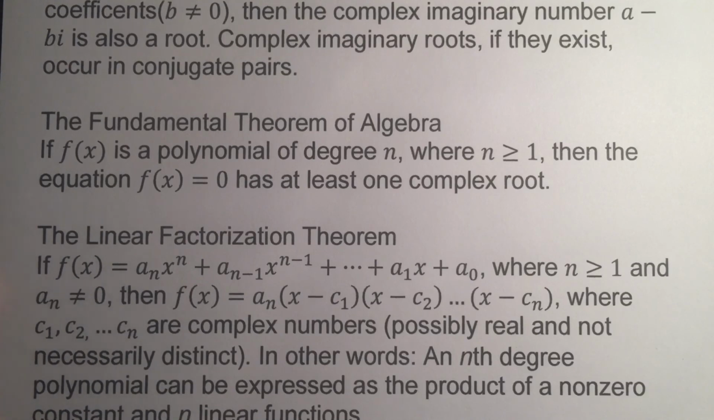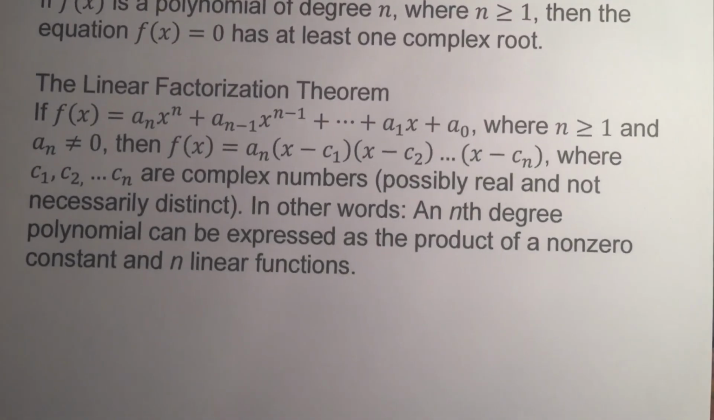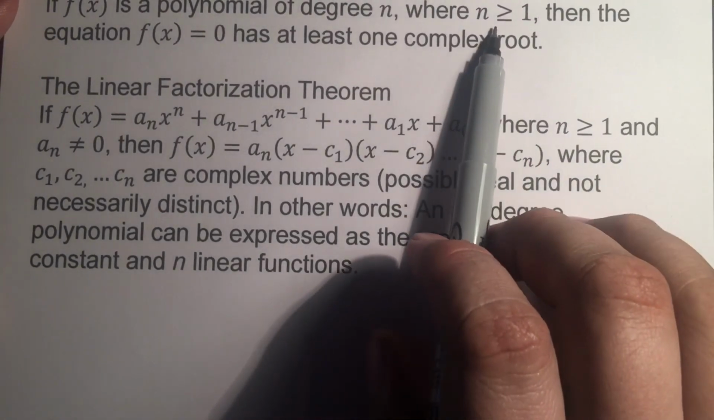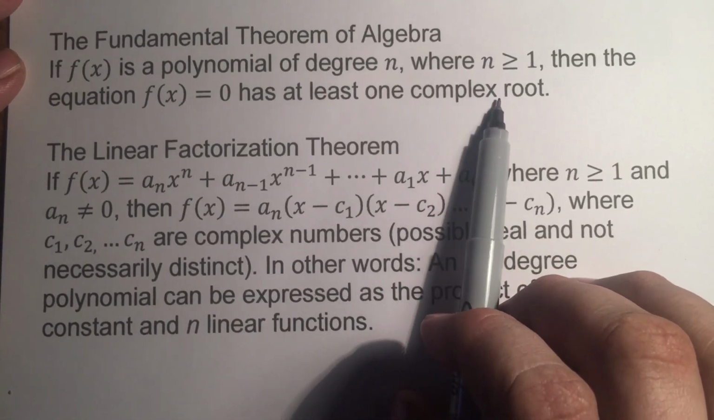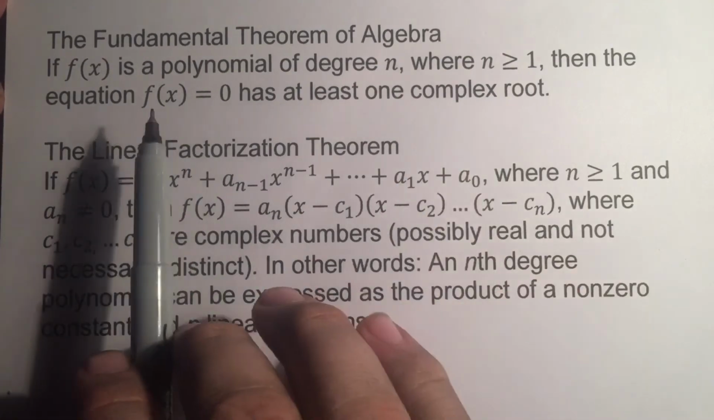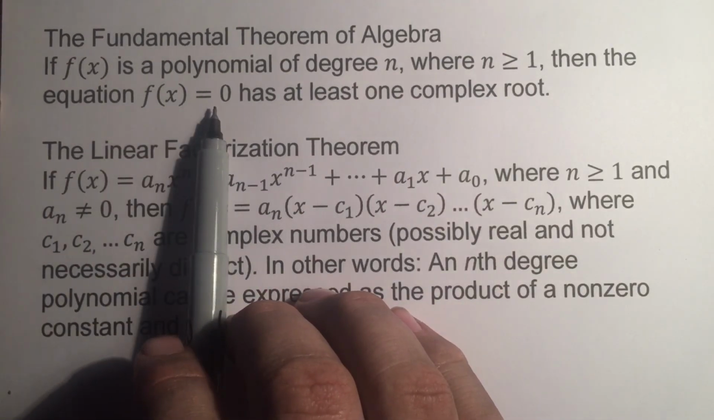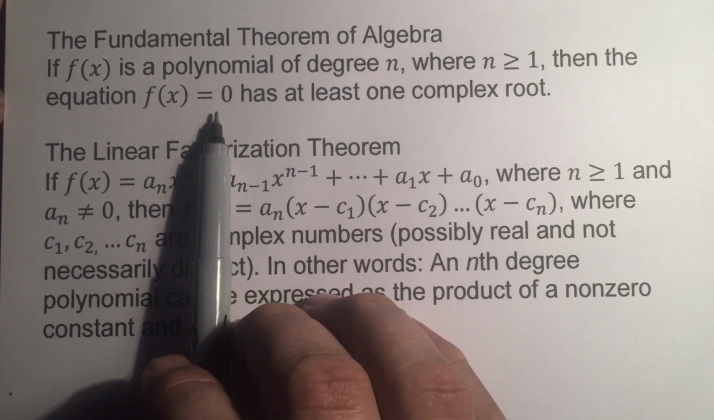Fundamental theorem of algebra. If f of x is a polynomial of degree n, where n is greater than 1, then the equation f of x equals 0 has at least one complex root. So as long as the degree is bigger than 1, there's going to be at least one root that's complex, is what this is saying, if we can set it equal to 0 and solve, basically.